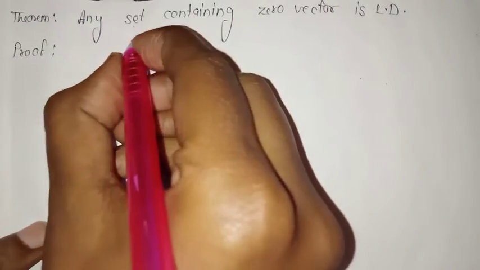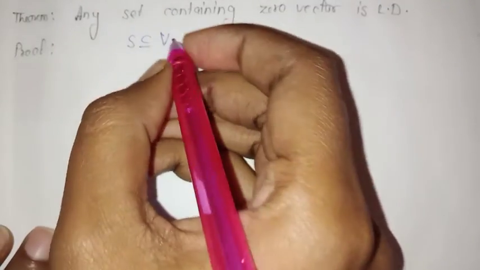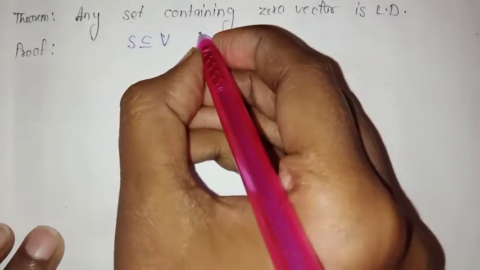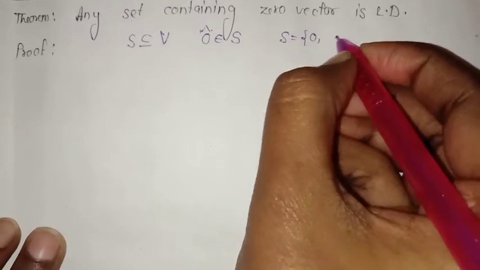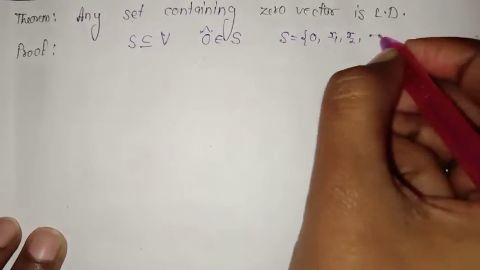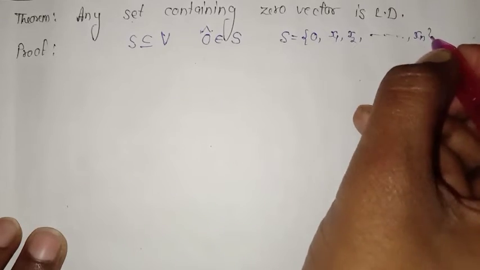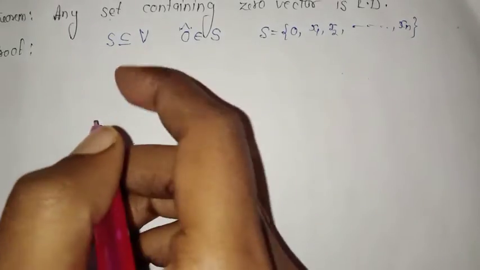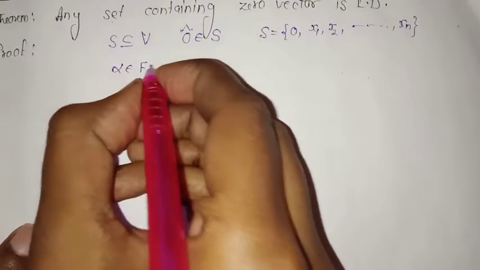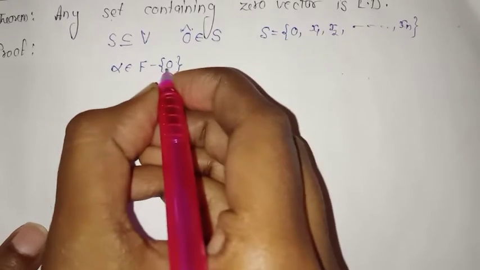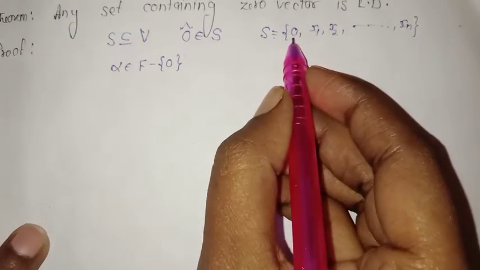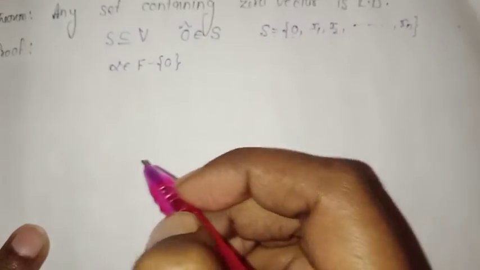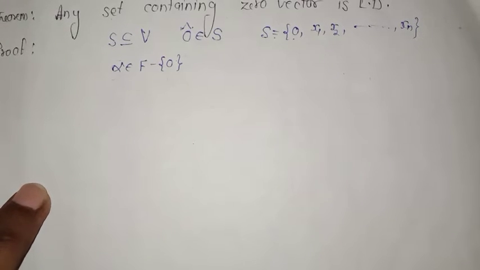So let S be a subset of V and 0 belongs to S. This zero vector belongs to S. Now S must be of the form 0, x1, x2 and so on up to xn. That is, there are n plus 1 vectors including 0. So if alpha belongs to F minus 0, I am excluding 0 from the field F, because one of the vectors is 0. So if the scalar multiple is also 0, the whole term becomes 0. That's why I am taking alpha as a non-zero scalar.